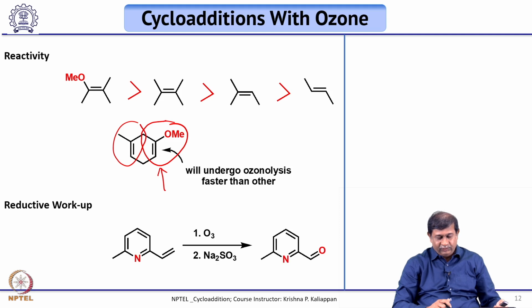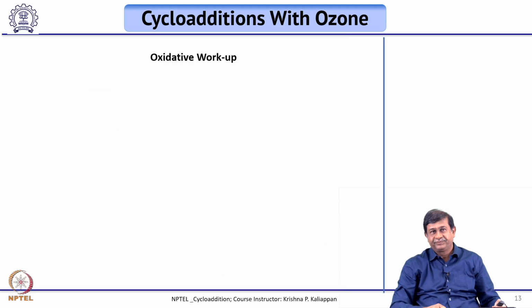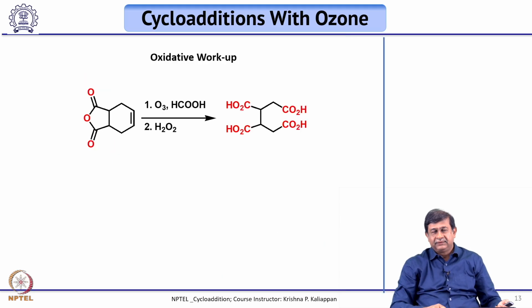And one can also use sodium sulfate. The sodium sulfate will take the extra oxygen and become sodium sulfate to get aldehyde. So dimethyl sulfide, zinc, triphenyl phosphine and sodium sulfate will give the corresponding carbonyl group. And as I said, you can do oxidative workup.